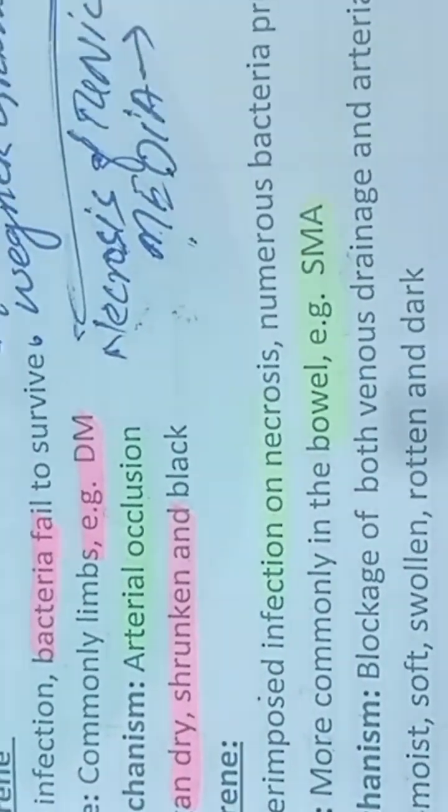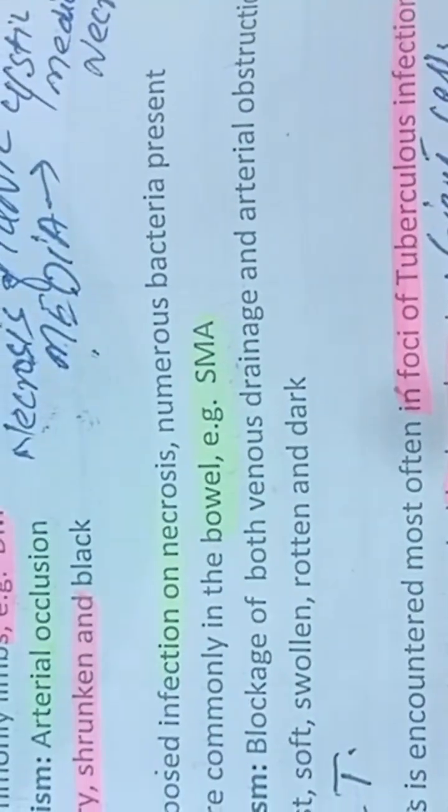Caseous necrosis may be remembered with CT, C for caseous necrosis, and T for tuberculous infection. This is basically epithelioid cells surrounded by lymphocytes and giant cells. And non-caseous necrosis may be remembered with NS, N for non-caseous necrosis, and S for sarcoidosis.